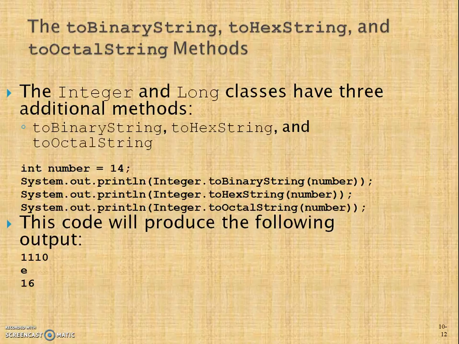As we discussed, we have some utility methods like toBinaryString, toHexString, as well as toOctalString. For example, here we have one variable called number, which is of type int, and we store the value 14. When you convert it into a binary string using the Integer wrapper class, 14 will be converted into the binary value 1110. If it is a hex string, it comes to E, and if it is an octal string, it comes to 16.